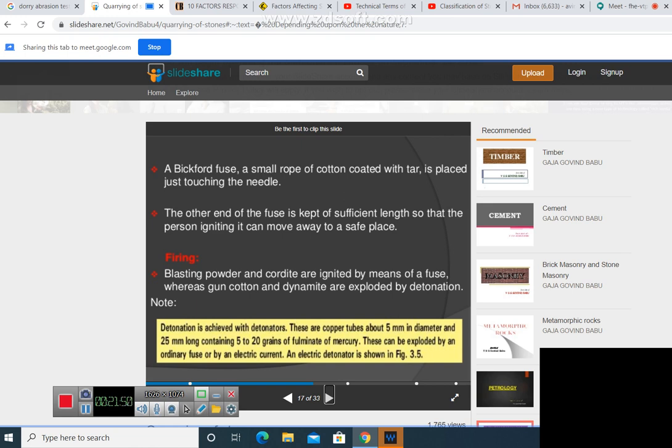The next operation is known as firing. Once all the other operations are completed, we will be going for firing. Blasting powder and cordite are ignited by means of a fuse. In some cases you will be using gun cotton and dynamite, which are exploded by a method known as detonation.